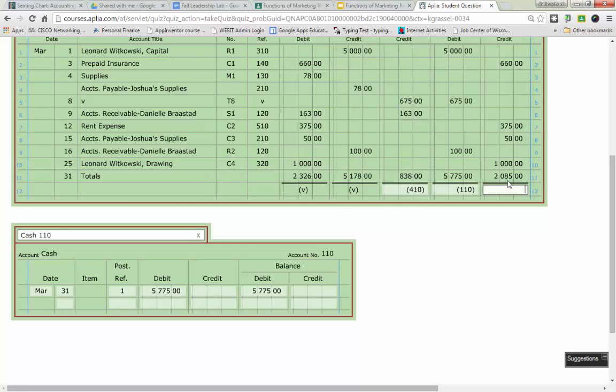The next line, which is cash credit. So I'm going to do 2 transactions in a row right in cash. Now, do not take $2,085 and put it as a balance in cash. Okay, it has a debit balance right now of $5,775, and I'm going to subtract $2,085, so it's going to give me a balance of $3,690. Did somebody double check my math? Agreed? Okay.